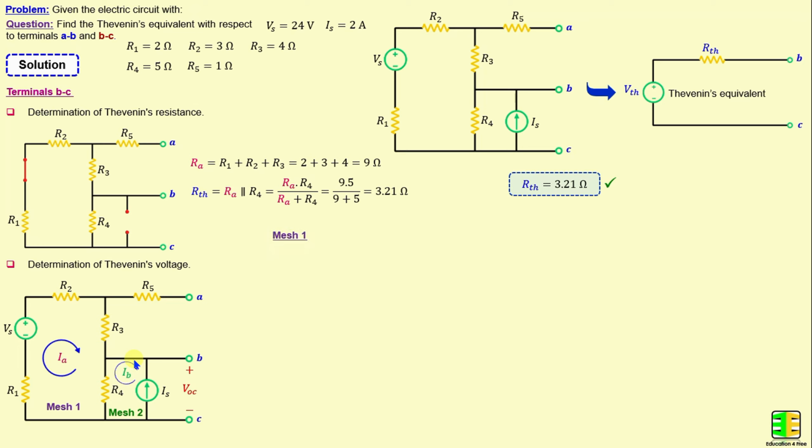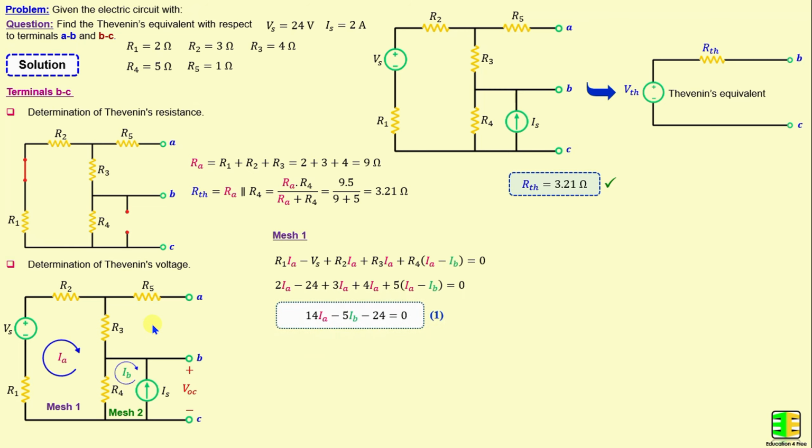In mesh 1, by applying Kirchhoff's voltage law, we can write R1 times IA minus VS plus R2 times IA plus R3 times IA plus R4 times (IA minus IB) is equal to 0. And if we replace the resistors and the voltage with their numerical values and continue simplifying this equation, we obtain 14 times IA minus 5 IB minus 24 is equal to 0.